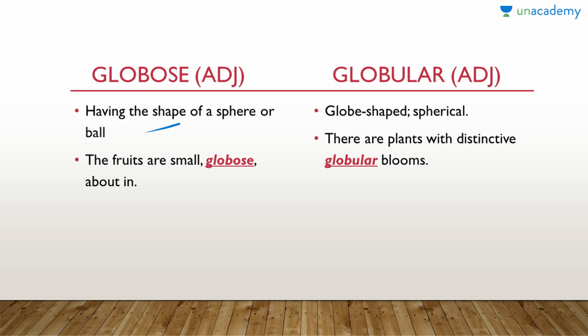Globose is an adjective, which means having the shape of a sphere or ball. In a sentence, it'll read, the fruits are small globose. Globular is an adjective, which means globe-shaped, spherical. So in a sentence, it'll read, there are plants with distinctive globular blooms.